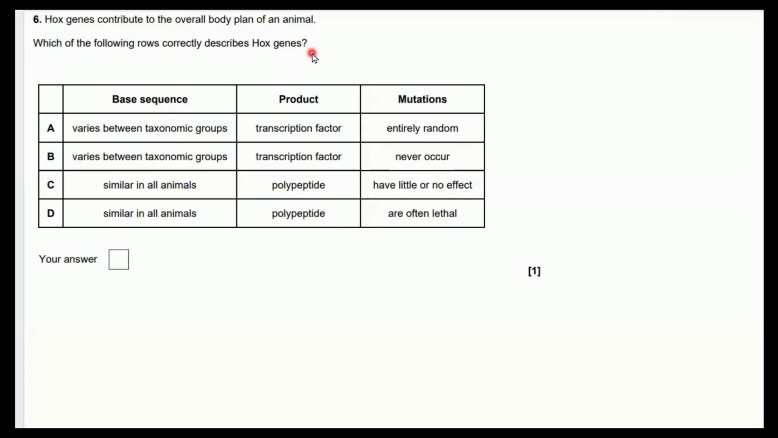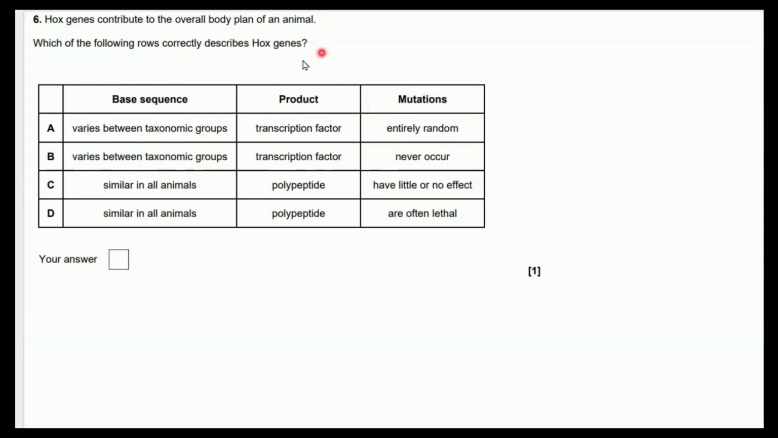They're very, very similar. You only get small differences, 1 or 2% differences in the Hox genes as you go between species. So we can look at the Hox genes as they're relatively stable between all animals. We can look at those to study evolutionary relationships. However, this is not what this is talking about. So the base sequence varies between taxonomic groups? No, it's pretty similar between animals. So I wouldn't say that.